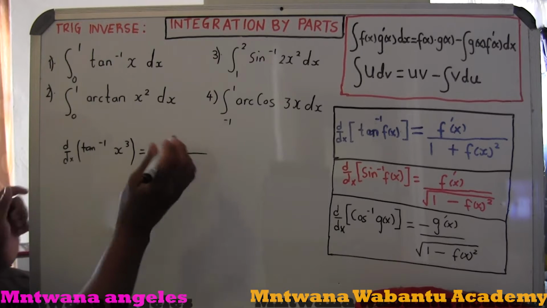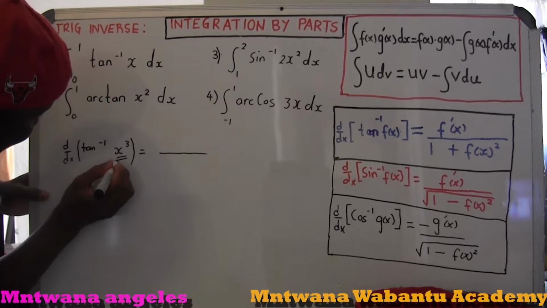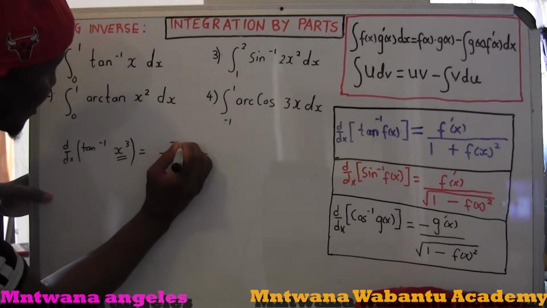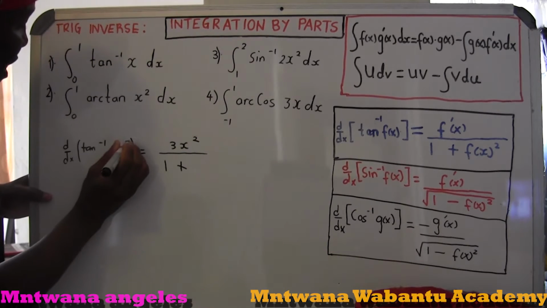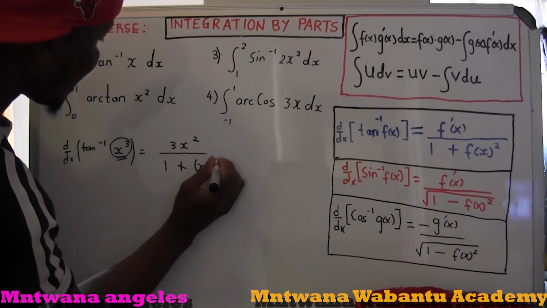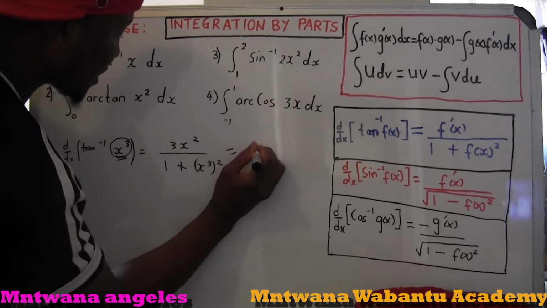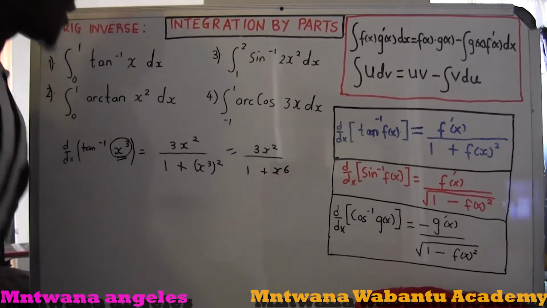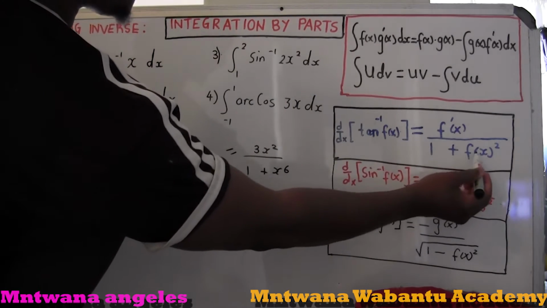I'm going to take the function which is in here and differentiate. The 3 comes down, and x to the 3 minus 1 equals x squared, over 1 plus the function squared, which is x cubed squared. That's how you differentiate trig inverse. This gives you 3x squared over 1 plus x to the power 6. So the formula is: you take your function, differentiate, and put it over 1 plus function squared.